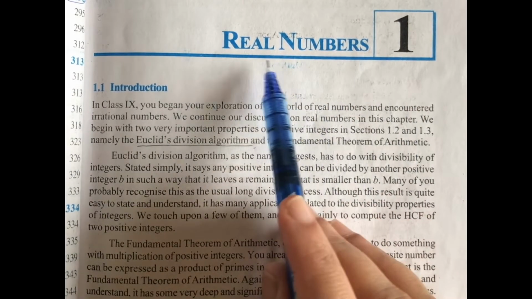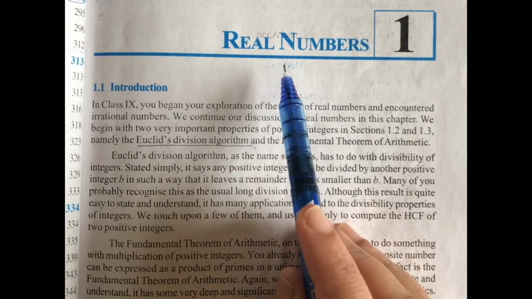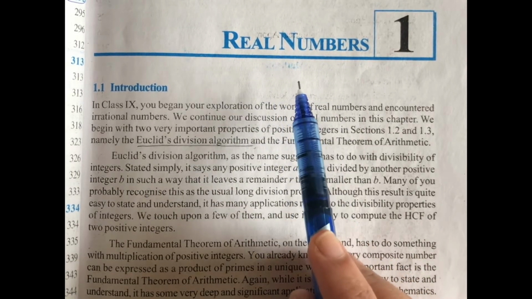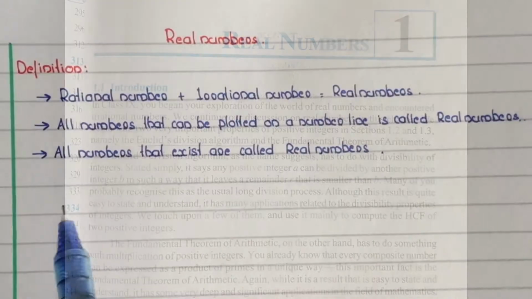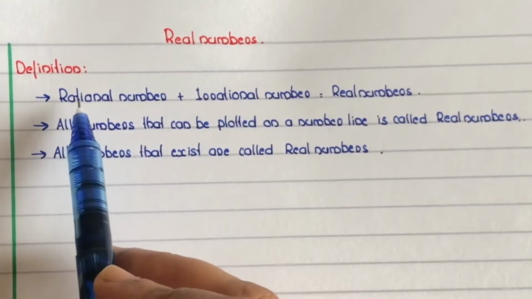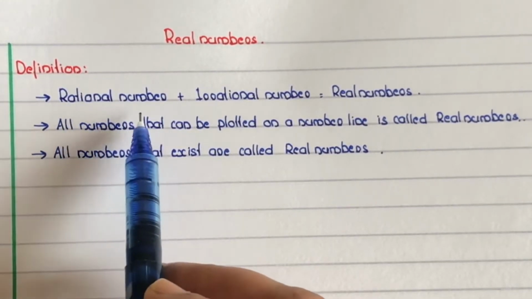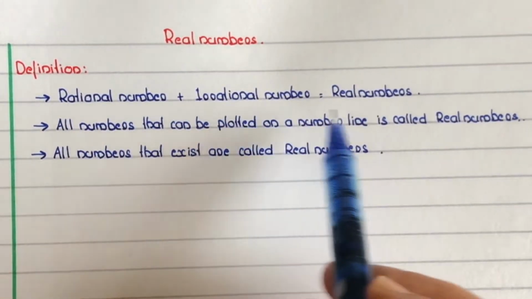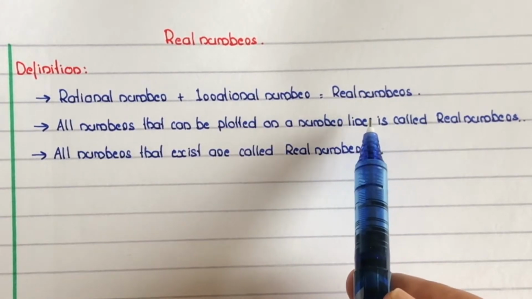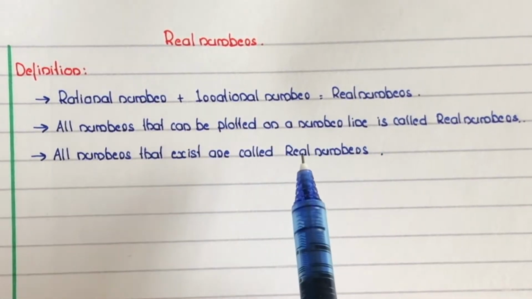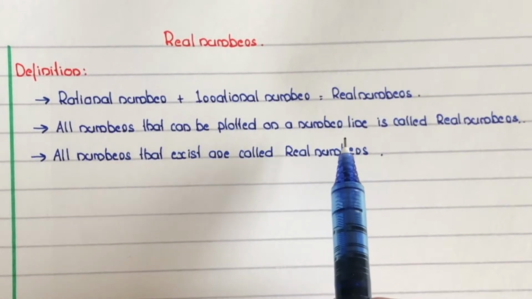Chapter 1, Real Numbers. First, we will study what real numbers are. I'll give you three definitions for real numbers. They are: a rational number plus an irrational number is a real number. That is, rational numbers and irrational numbers together are called real numbers.